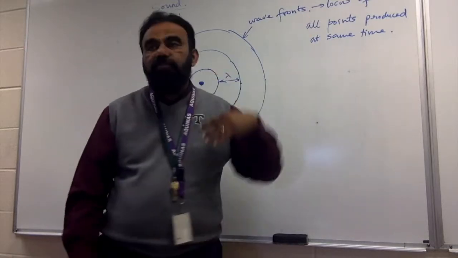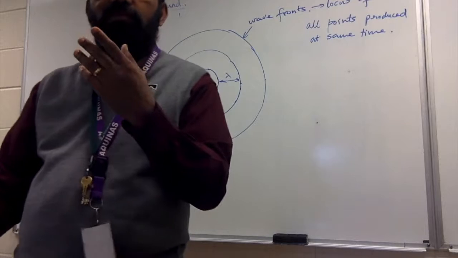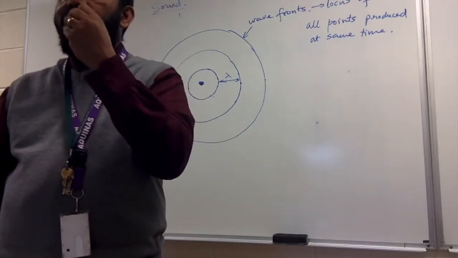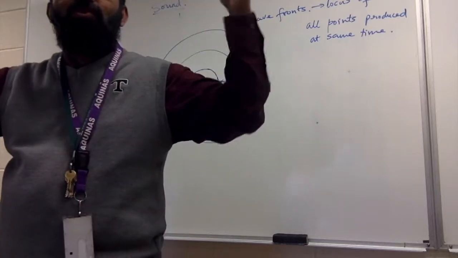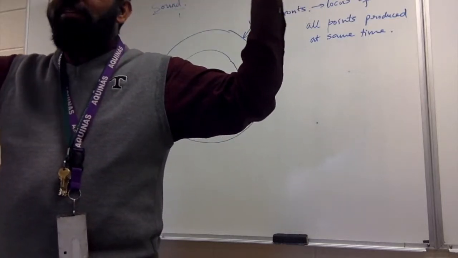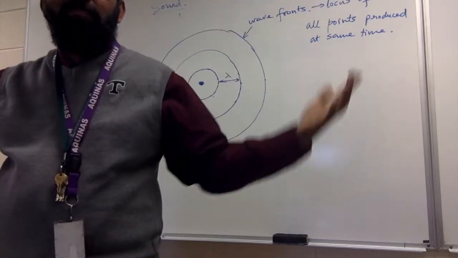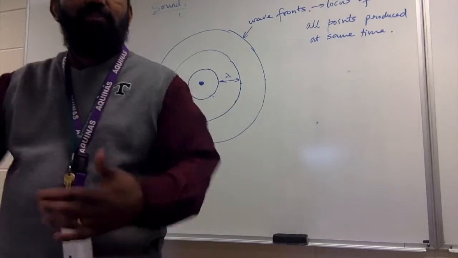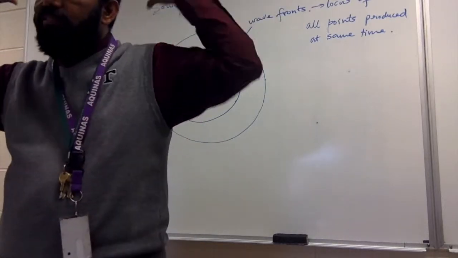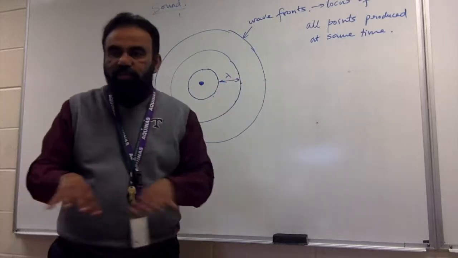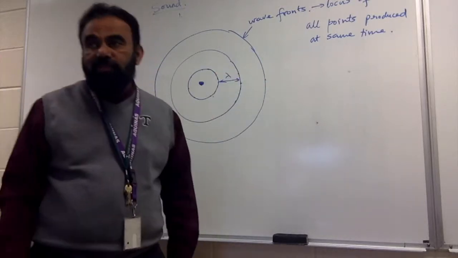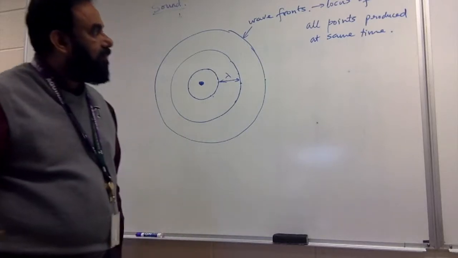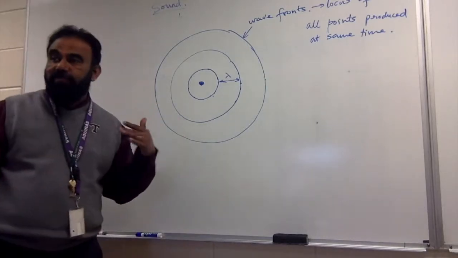is wavefronts. Now when I'm talking, all the waves are going in all directions. So what's the locus of all the points produced at the same time? Sphere. It's going in all directions. Now on the surface of water, it can only go two-dimensionally, right? Here it can go in all directions. Do you understand the wavefront concept?